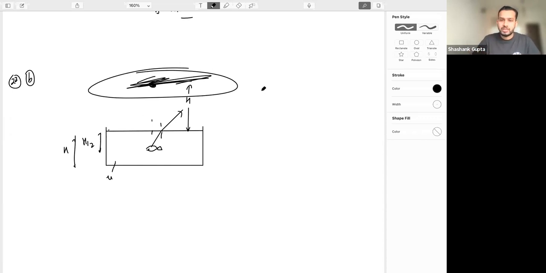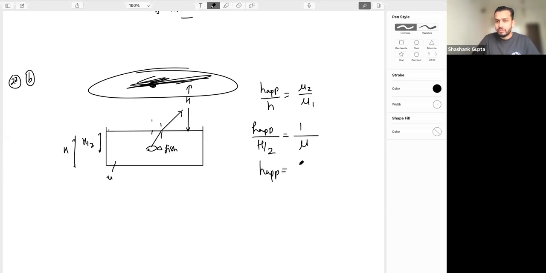Okay, the first part is, I will write h apparent upon h is equal to mu2 by mu1. Understand? H apparent, what I'm talking about is the image of the fish. So h apparent upon h, for the image of the fish from the interface, the distance of the fish is h by 2, mu2 where the ray is going, 1, mu1 from where the ray is coming, mu. So h apparent from the interface is coming out to be h upon 2 mu. So practically this is h apparent. But I is seen at a distance h from the interface.